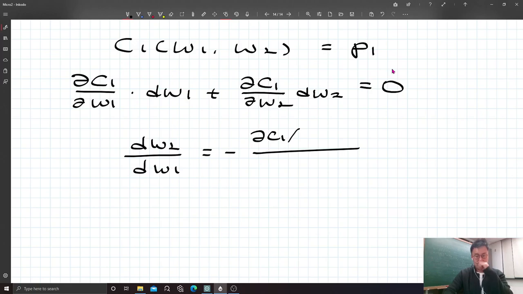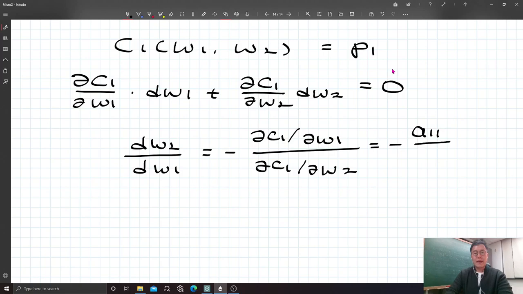the derivative of C1 with respect to W1, over the derivative with respect to W2. Now what is the top? By Shephard's lemma, we know this is a conditional factor demand function, a sub 1,1, because the target quantity is fixed at 1. And the bottom is a sub 2,1. Similarly, the level curve of the second firm's unit cost function has slope negative a sub 1,2 over a sub 2,2.